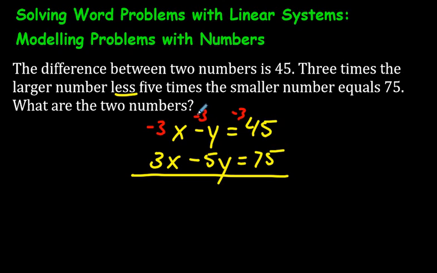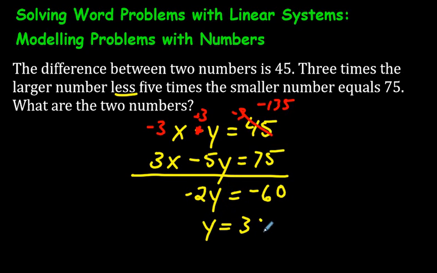So this ends up being +3, because -3 times another negative will give us a +3. Okay? This here would be 45 times -3, so 45 times -3 would be -135. And then all we have to do is add these two equations up. These two are going to cancel. And -5 and +3 will still leave us with -2. And 75 minus 135 is -60. And then we divide both sides by -2. We end up with 30.